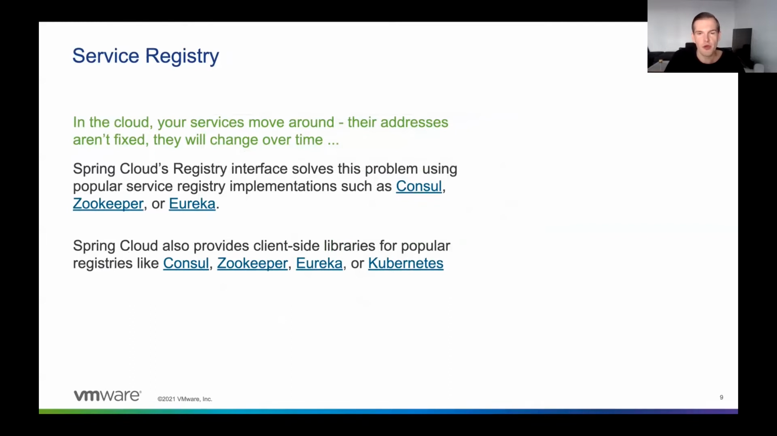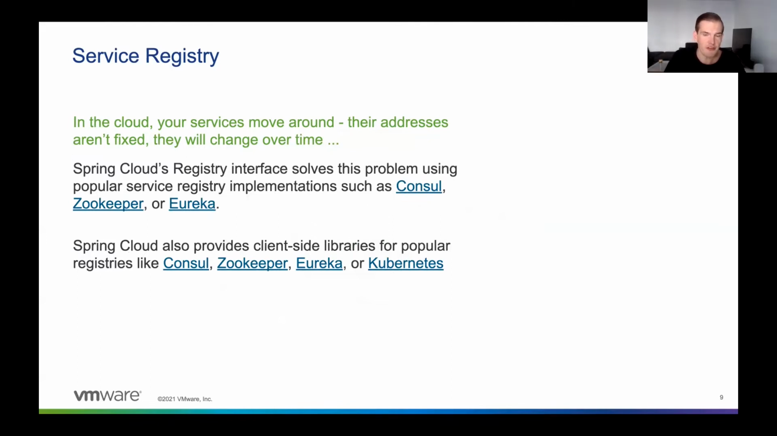And so we need a component where all of our microservice instances register their addresses. And other microservices are able to fetch that information based on, for example, a name of the microservice to be able to communicate via, for example, REST.